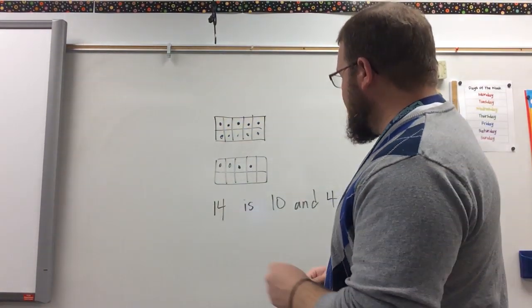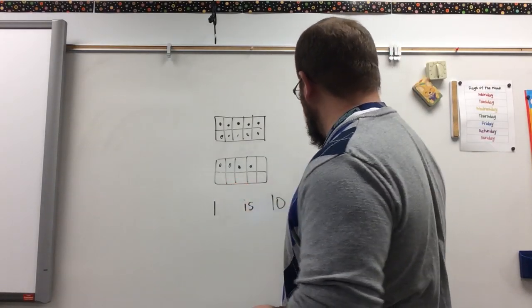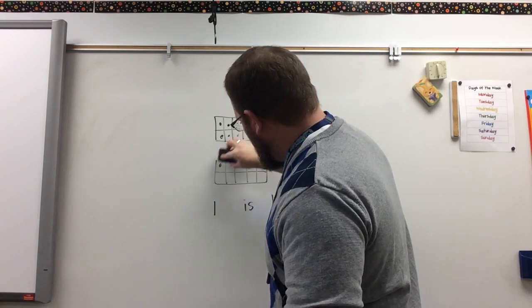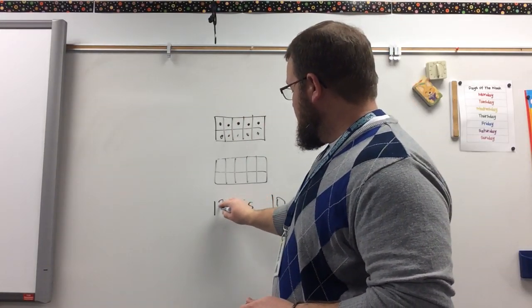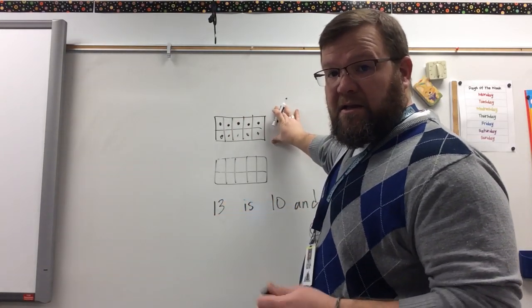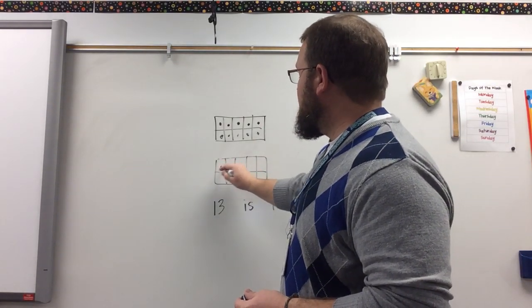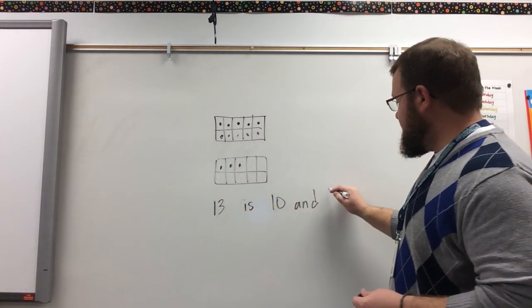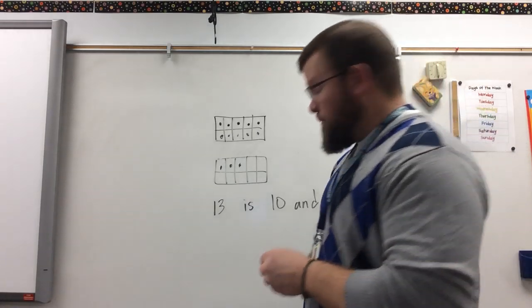Let's do number 1 and number 2 on the front. Okay, number 1, we'll do 13. Okay, so number 1 on the front, 13 is 10, and how many more? That's right, 3. So I got to make 3 more dots. So 13 is 10 and 3. Okay? That's number 1.